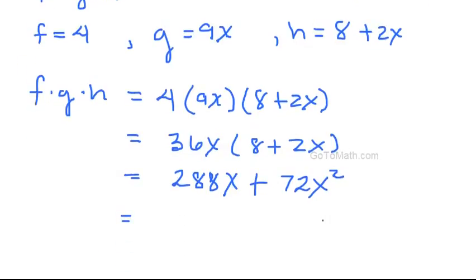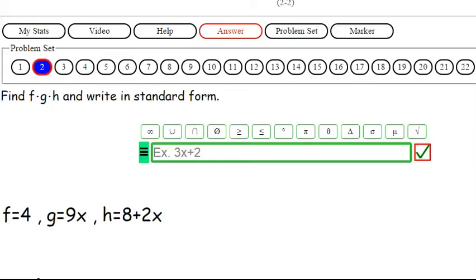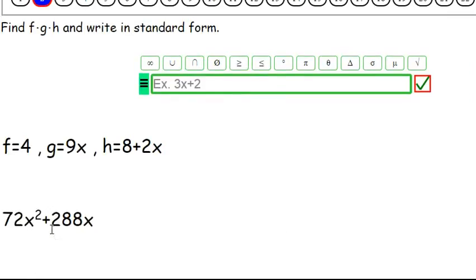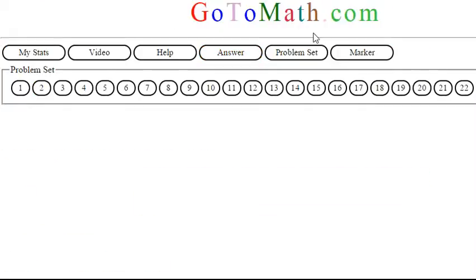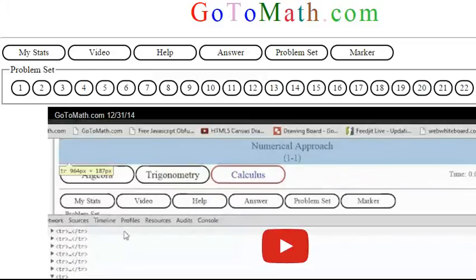Okay, but we'll remember we want to make sure we write it in standard form, and that means that the degree of this polynomial is 2. So we're going to write 72x squared first plus 288x. Okay, so that will be in standard form. So 72x squared plus 288x. Okay, looks good.